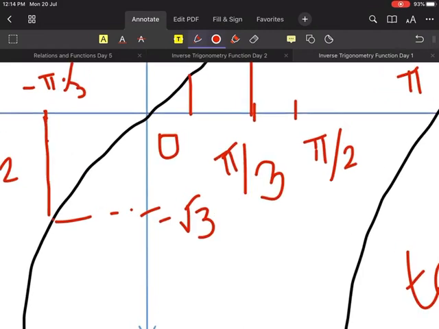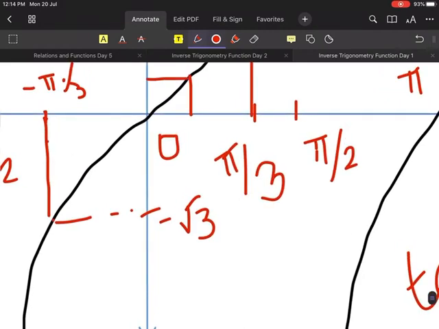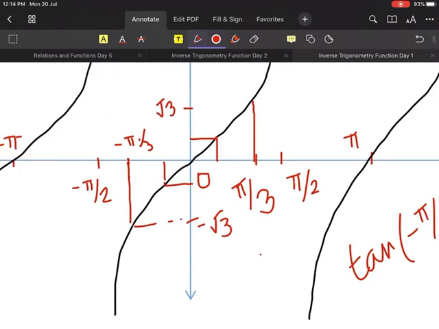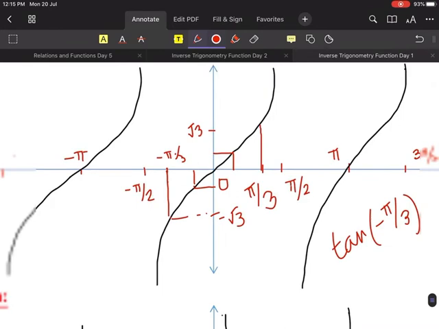In the same way, tan 30 degrees is how much? Tan 30 degree is 1 by root 3, right? And this one will be 1 by root 3. Now tan minus 30 degree will be what? Minus 1 by root 3, this side. Yes or no?